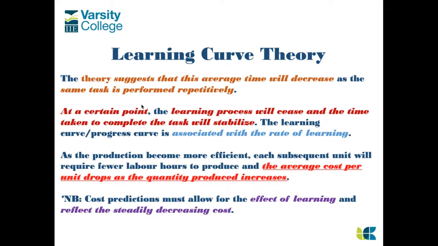The learning curve, or progress curve, is associated with a rate of learning. As the production becomes more efficient, each subsequent unit will require fewer labor hours to produce, and the average cost per unit drops as the quantity produced increases. Cost predictions must allow for the effect of learning and reflect the steadily decreasing cost.